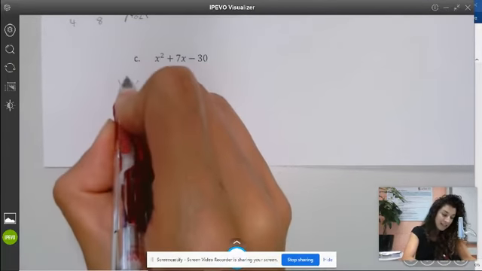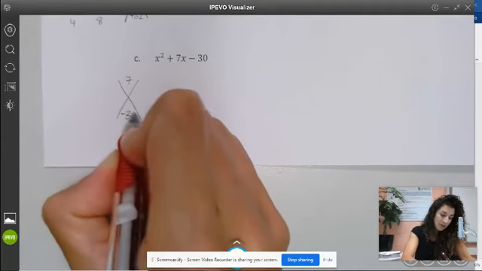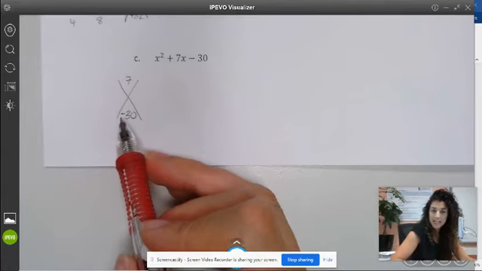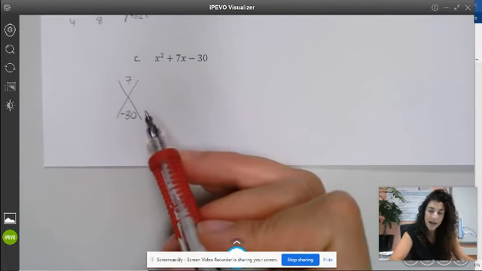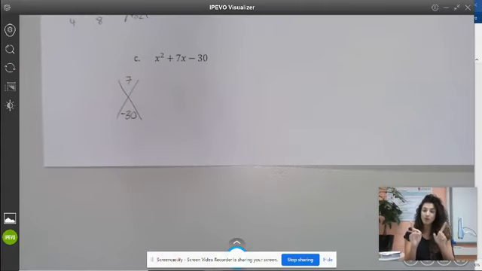Your first thing you should think about is adding up to 7 and now multiplying to negative 30. So this one, since we're multiplying to negative 30, that means that one of them has to be positive and one of them has to be negative. In order for two numbers to multiply together to become a negative, one has to be positive and one has to be negative.